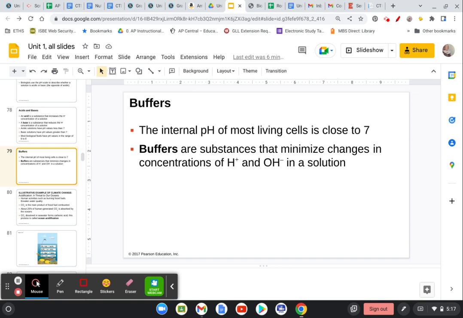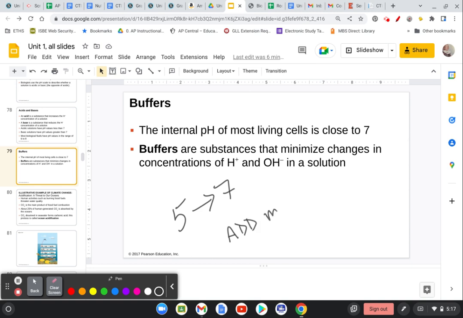Okay. Now, I don't expect you to know the actual chemical that you would add, but you should be able to tell me that in this case, if I wanted to go from 5 to 7, I would need to add more OH negative. Okay, OH negative is base, and that will add more OHs, and it will raise the pH to 6, 7, depending on how much you add. Okay, so that would be the answer to that question.